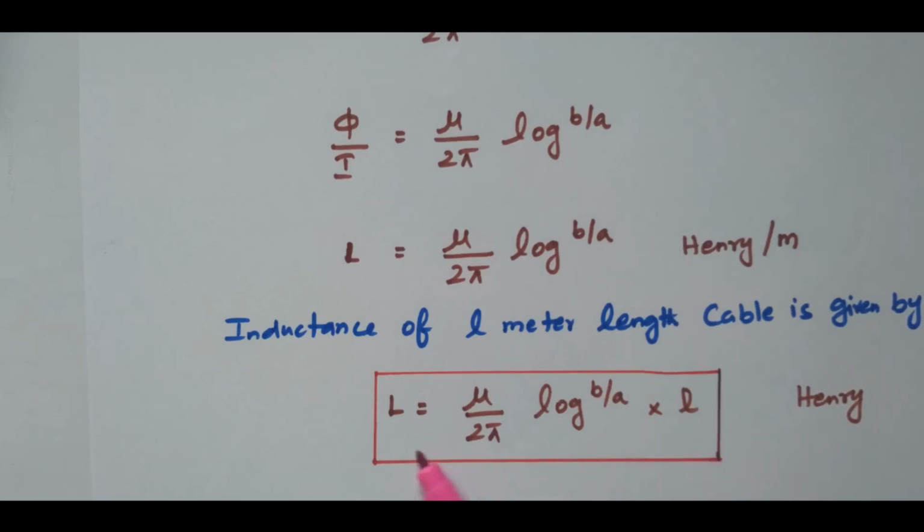Here we consider the full length of the cable. So the final expression is inductance L equal to mu divided by 2 pi log b by a into L for the entire length of the cable. So in this video we discussed the definition of inductance and the derivation of the inductance of a coaxial cable or underground cable having two conductors.